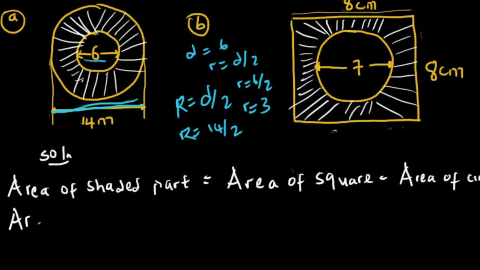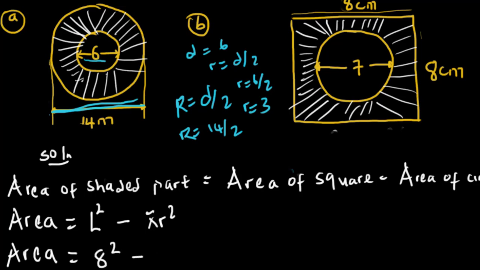Now, so we should be having area equals to area of square. What's the formula for area of square? L square, minus area of circle is pi r square. Does this make sense? So we have area equals to, the length of the square in this case is 8 centimeters. So we have 8 square minus pi. We can take it as 3.142 times. Now the radius of this circle, we know the diameter as 7. So it means radius will be 7 over 2. 7 divided by 2 is 3.5. So we have 3.5 square.